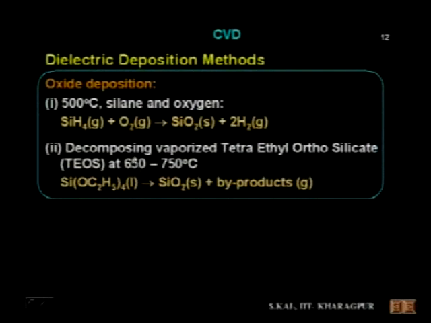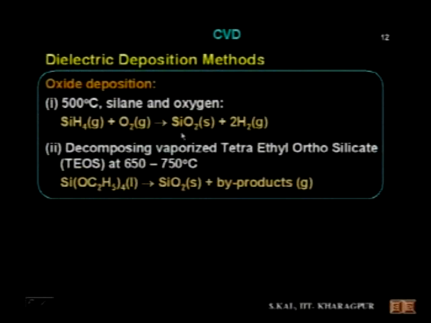And another reaction is decomposing vaporized tetraethyl orthosilicate, TEOS, at 650 to 750 degrees centigrade. TEOS oxide. This is Si(OC2H5)4, that is liquid form. TEOS is liquid, so you have to use a bubbler. Through the liquid, some carrier gas is flown and is sent into the reactor, and there the reaction will take place, and SiO2 will form, which is solid in nature, and some reaction byproduct gases will be there. But here one thing we have to take caution: since carbon is there, there is chance of carbon contamination in TEOS oxide. So these are the dielectric deposition methods for oxide.